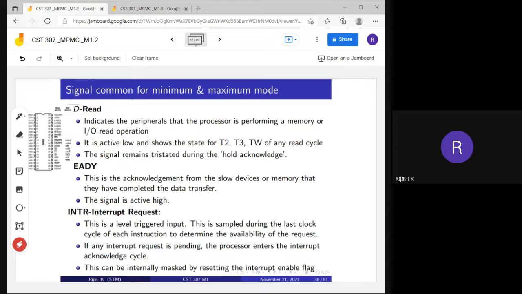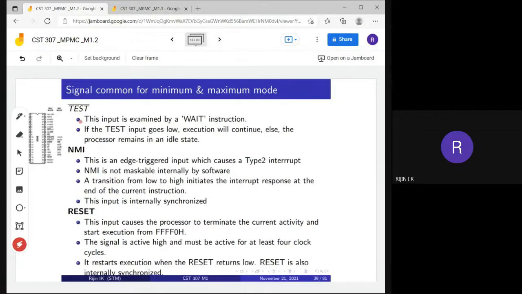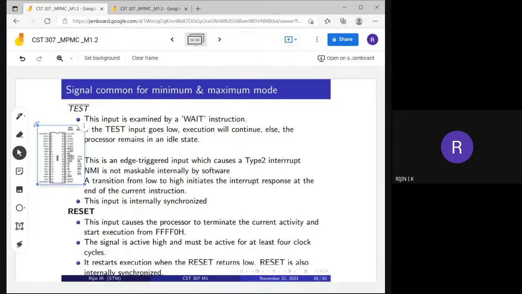This can be internally masked by software. So that is the INTR pin, the interrupt request pin. So the read pin is there, the ready pin and the INTR pin. The next pin is the test pin.